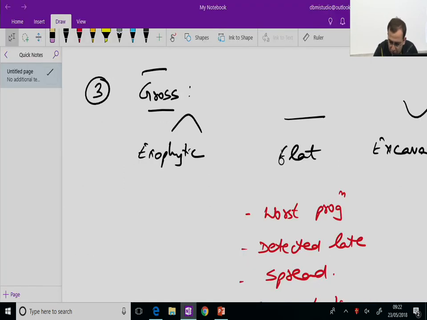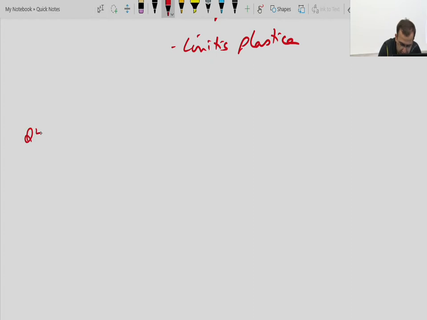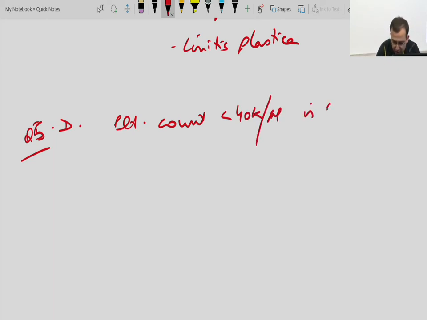So, coming to question number 5, the answer is D. That is, platelet count less than 40,000 per microliter is a contraindication. This is false. It is not a contraindication.